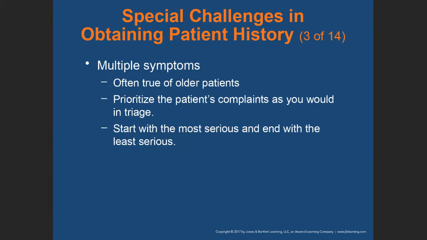Then you have the patient with multiple symptoms, and this is going to be common in a geriatric population. So you're gonna have to cipher through the information that they're feeding you. What is important that I'm getting now that is affecting the current presentation? You're gonna have to be patient with these patients, right? This is often true of older patients. Characterize the patient's complaint as you would in triage. Start with the most serious, end with the least serious.